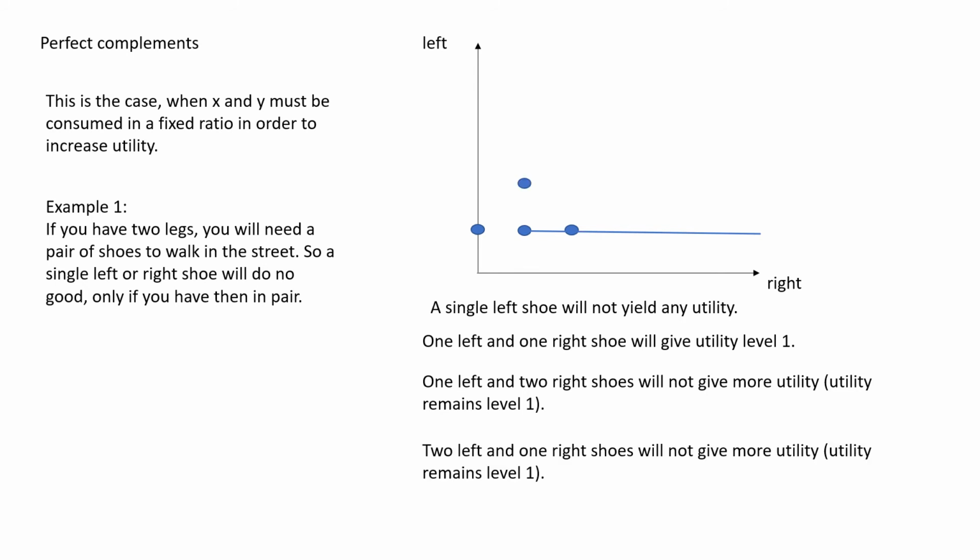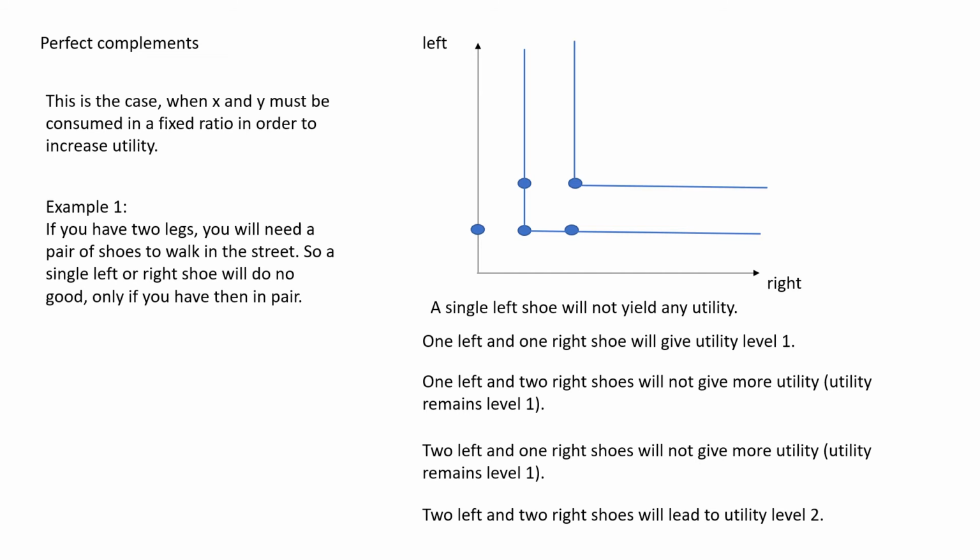You can also, of course, have 2 left shoes and only 1 right shoe. But again, this will still lead to the same level 1 utility. The only way to get to level 2 would be to increase the quantity of the shoes by 1 for both left and right shoes, and this would give you a utility level of 2.